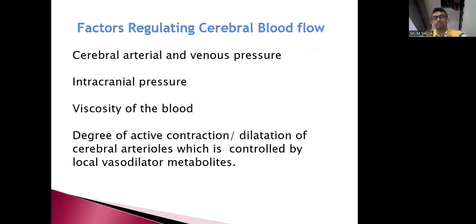There are a few factors regulating cerebral blood flow. Intracranial pressure, that is the pressure inside the skull. Inside the skull or your cranium, you have brain tissue, spinal fluid, and blood in the blood vessels. All three contribute to the intracranial pressure. Another factor is viscosity of the blood, cerebral arterial and venous pressure, and the degree of active contraction or dilatation of the cerebral arterioles.